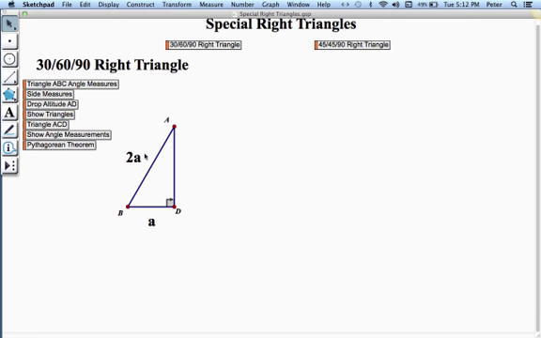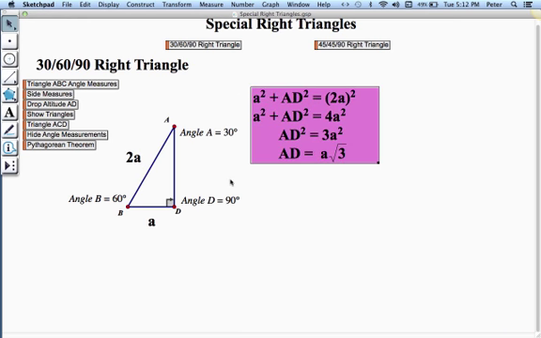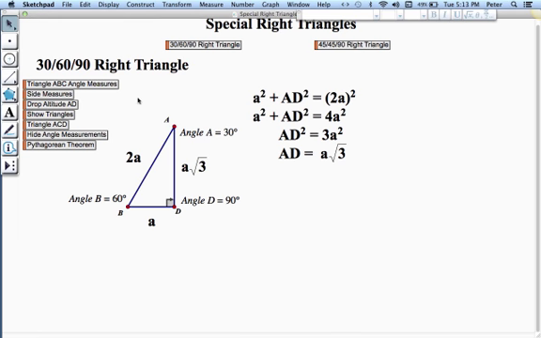So, looking at this, I see that I have a 30, 60, 90 triangle because when I dropped the altitude AD, it bisected that angle at the vertex A. And, of course, it created a right angle with the opposite side. So, what had been 2A is now simply A, and the hypotenuse is 2A. By the Pythagorean theorem, I can solve for AD, and I see that AD is equal to A root 3. So that gives me the ratio of the sides of a 30, 60, 90 triangle.